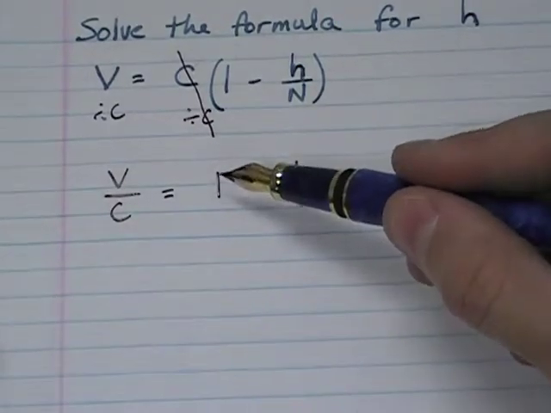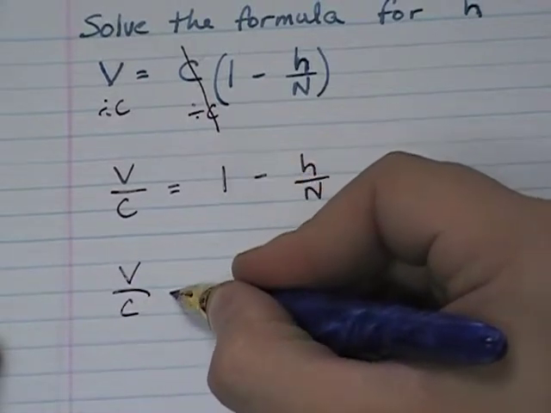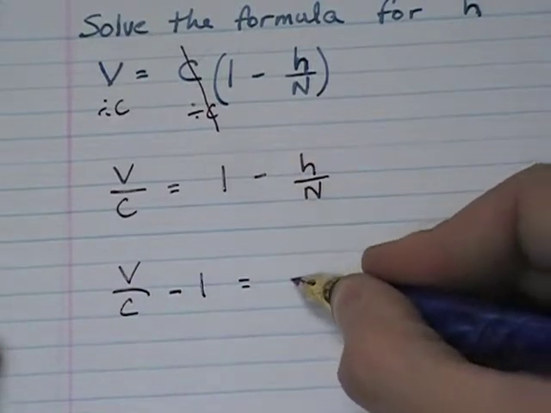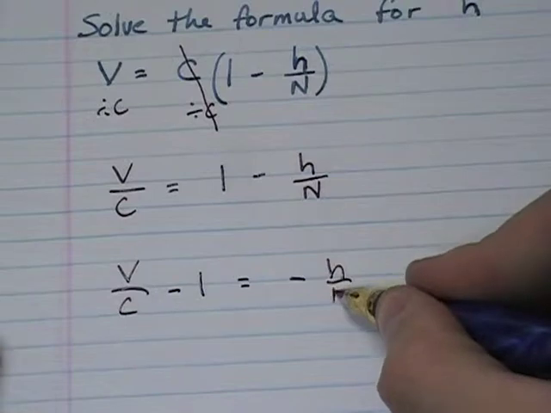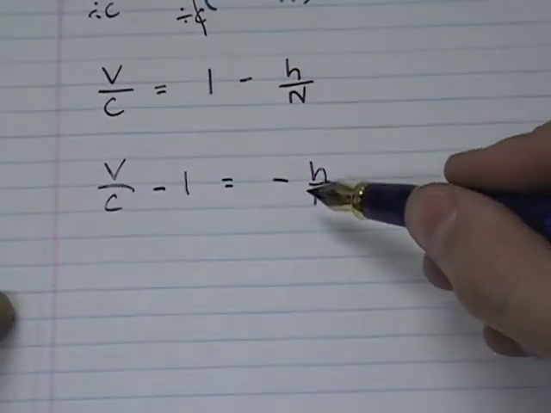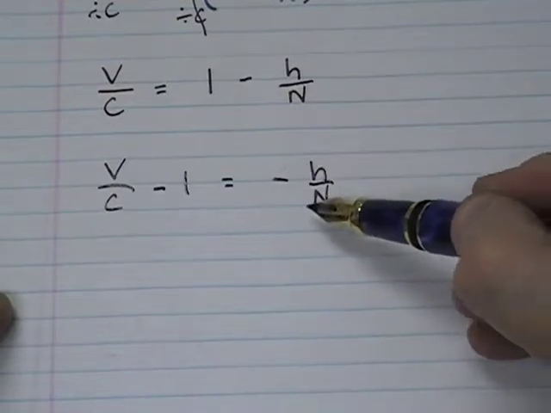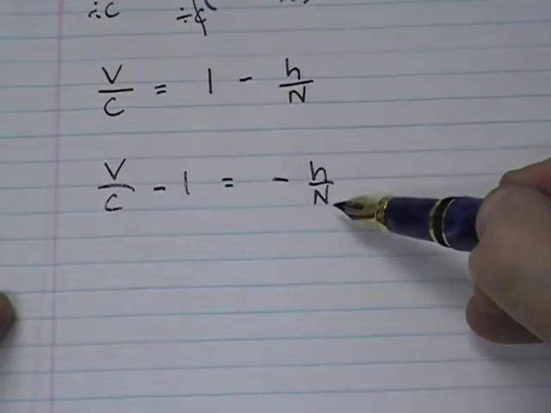So I take this 1 and I'm going to move it over. I'm going to subtract it. So I get V over C minus 1 equals negative H over N. So now I'm a little closer. I've got H over N and I've got this pesky negative sign. I've got to get rid of that and I've got to get rid of that.